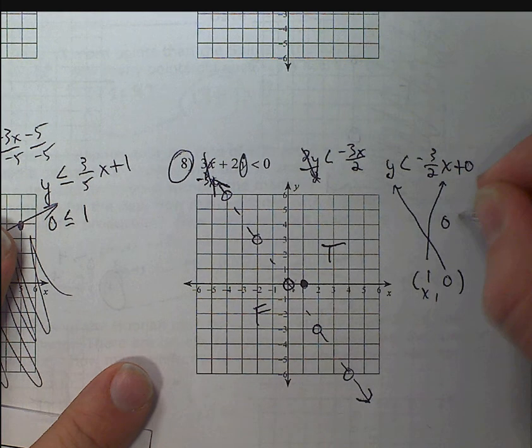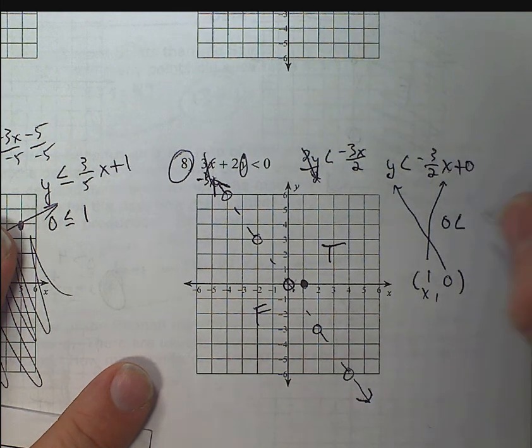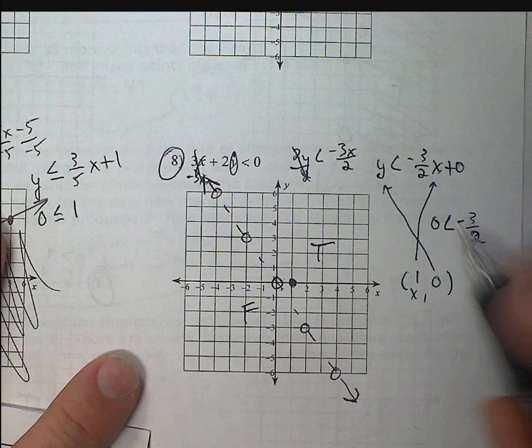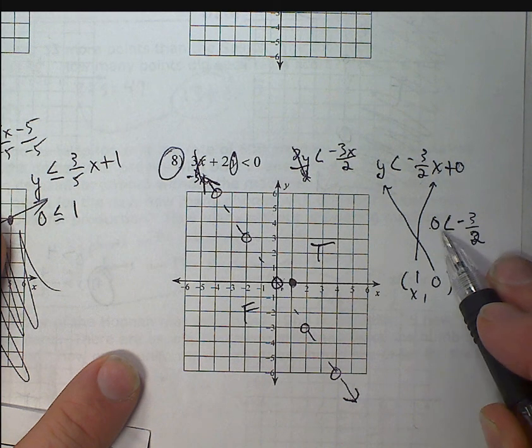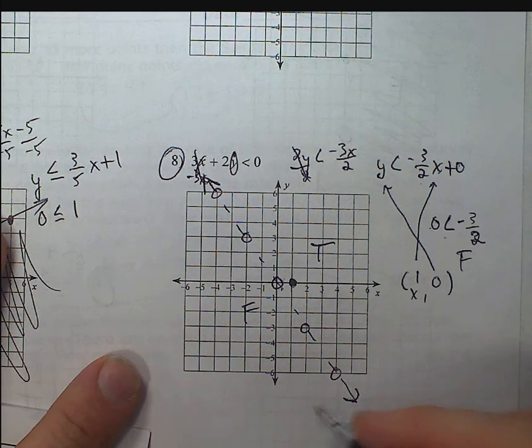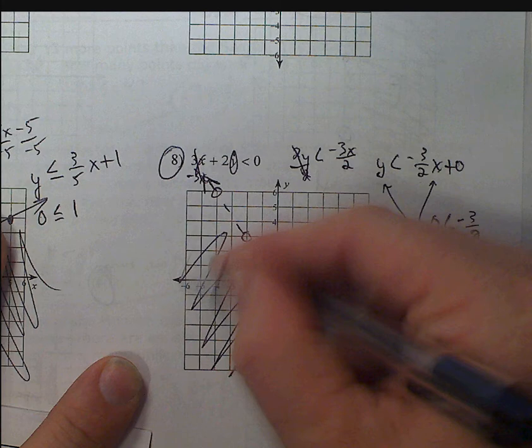So 0 less than negative 3 over 2 times x, which is still negative 3 over 2 times 1, so that's still negative 3 over 2. Is 0 less than the negative number? Well, that's false. So I know to shade this side.